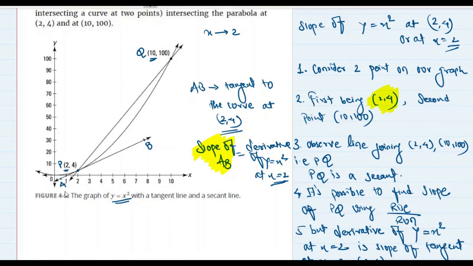As this Q slides, just imagine all these things which I'm saying in your mind. Just imagine that Q is sliding towards P. The x coordinate of Q, that is 10, is getting closer and closer to 2. It is becoming 10, 9, 8, 7, 6, and it is getting closer and closer to 2. It is becoming 3, then 2.9, then 2.8, then 2.5, then 2.2, then 2.1, then 2.00001, and it is getting closer and closer to 2. You know what will happen? This secant which you see, PQ, will become coincident with AB, that is the tangent to the curve at point 2.